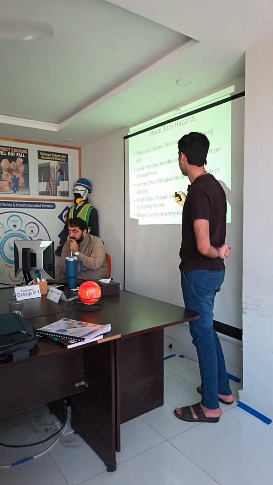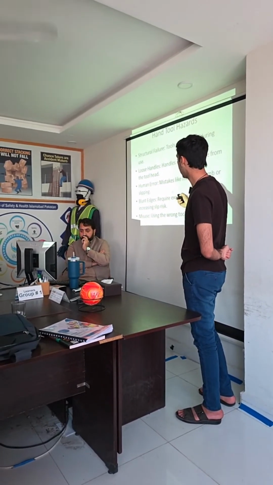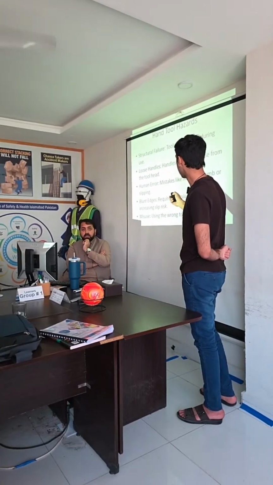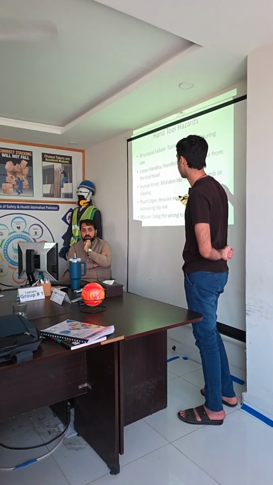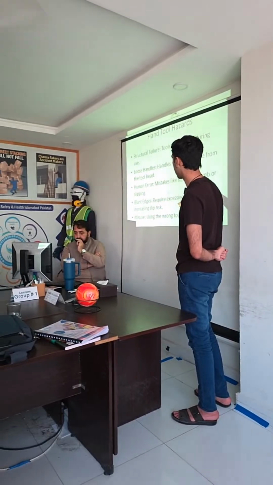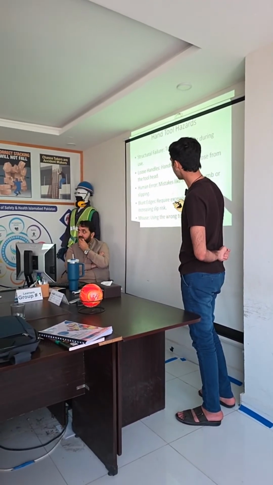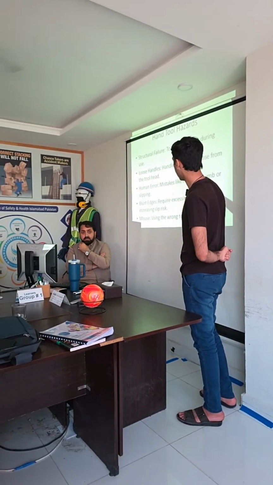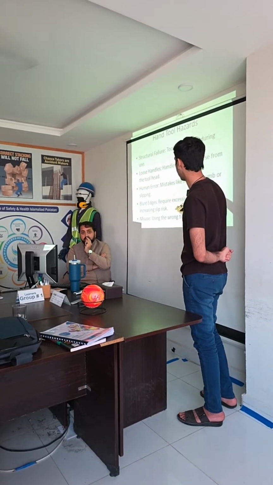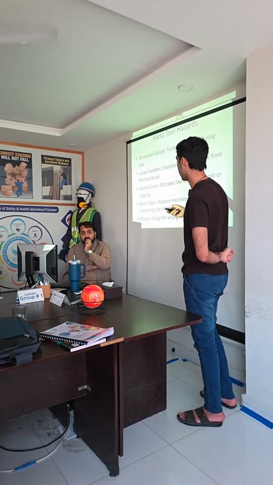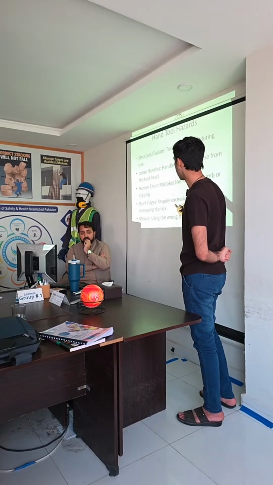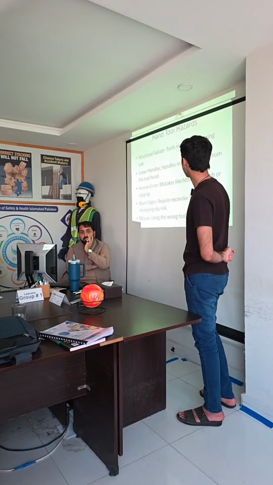Then there's human error, mistakes like hitting a thumb or slipping. Then there's blunt edges. This requires excessive force, increasing slip risk. When you use too much force, like with a hammer, you can slip. The tool can slip and it can hurt anybody. Then there's misuse. If someone is not trained enough and is using the tool in the wrong way, this can hurt him or anyone else too.